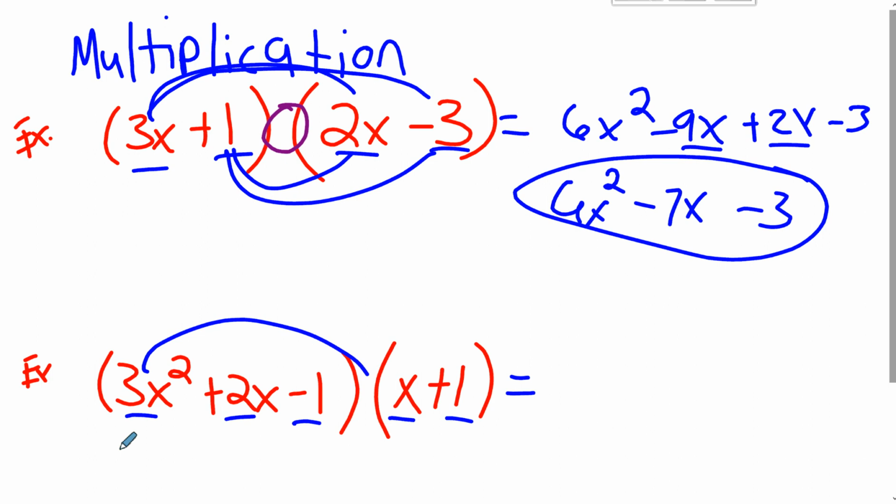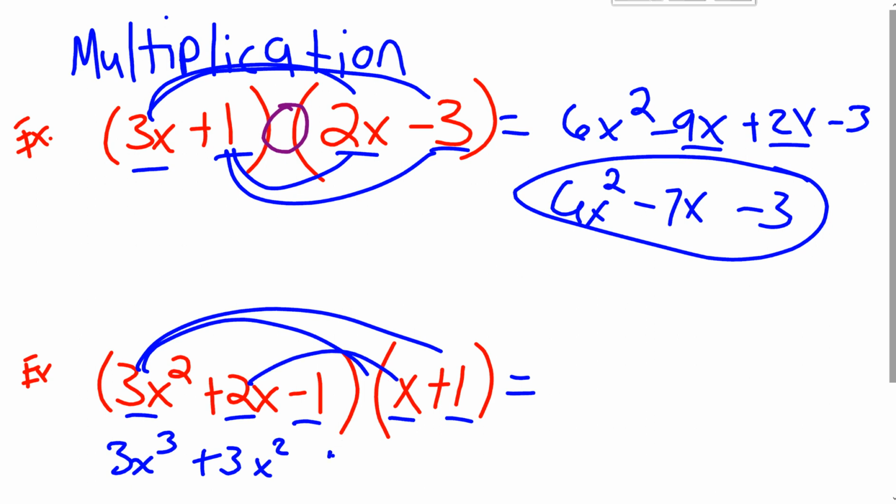3x squared times x is 3x cubed. 3x squared times 1 is 3x squared. 2x times x is 2x squared. 2x times 1 is 2x. Negative 1 times x is negative x. And negative 1 times 1 is negative 1.